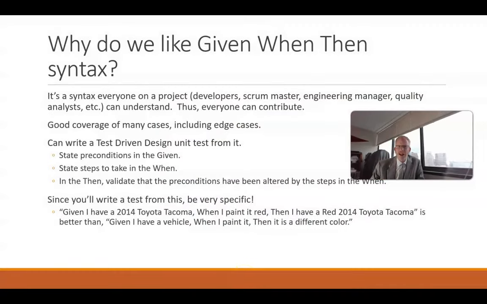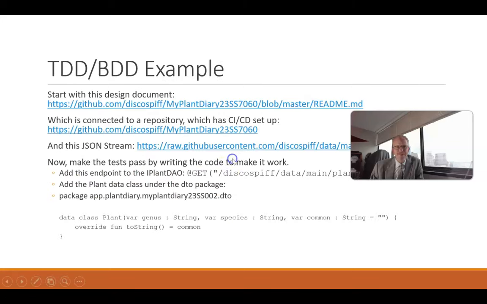So, given I have a 2014 Toyota Tacoma, when I paint it red, then I have a red 2014 Toyota Tacoma. You see, that's a lot more specific than given I have a vehicle, when I paint it, then it's a different color. We know that it's a 2014 Toyota Tacoma, and we know that it's red.